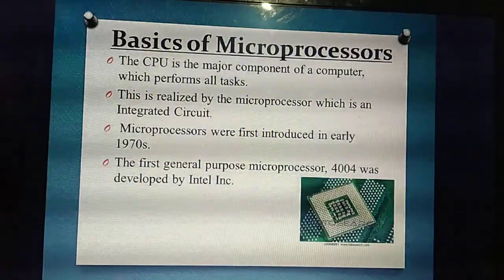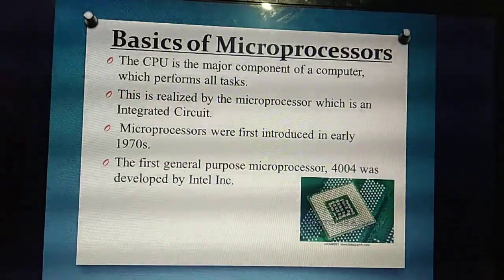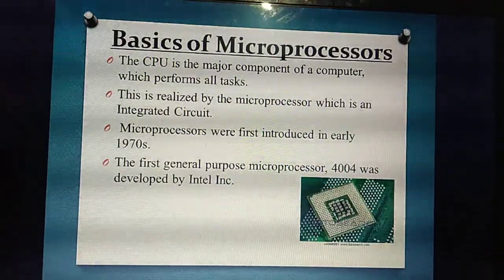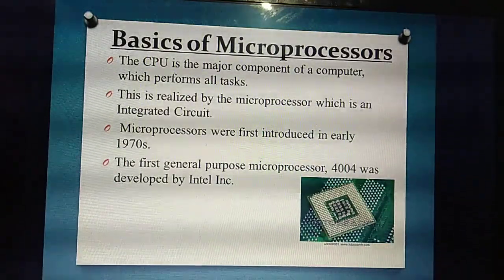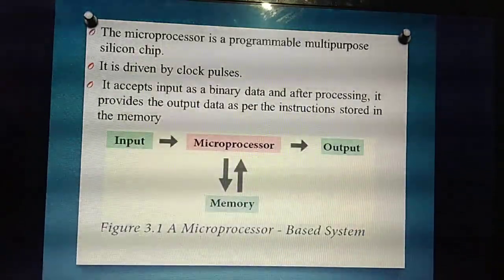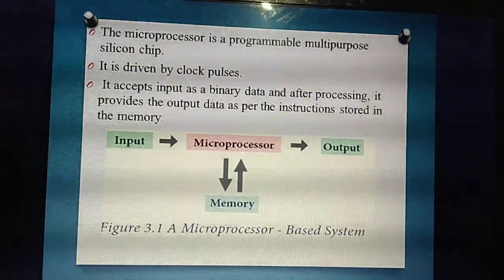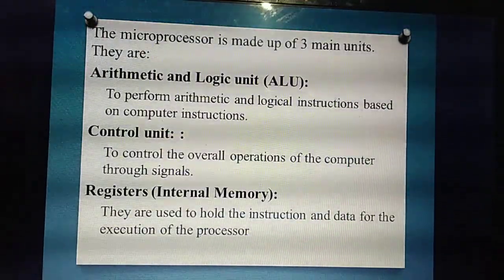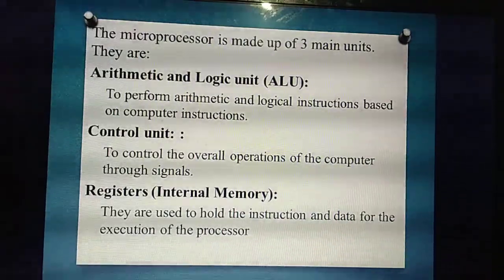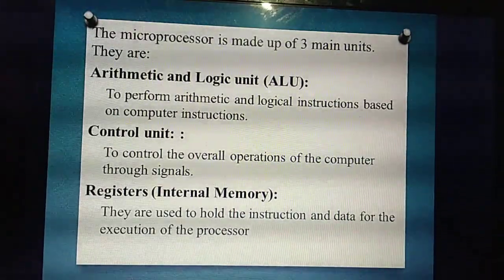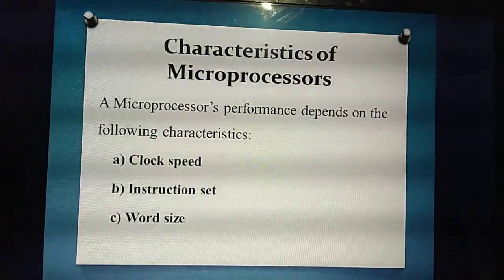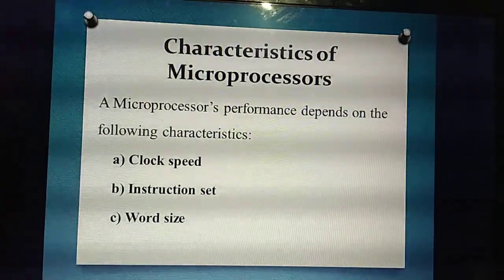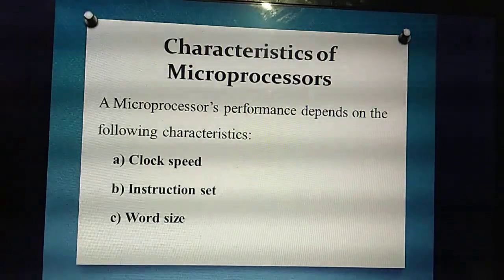Mainly, in the last class I taught about the microprocessor. Which is the major component inside the CPU to perform the task? Microprocessor, isn't it? Yes. Then I have explained this block diagram. Up to this I have completed, isn't it? The microprocessor is made up of three main units. What are the units? Arithmetic logic unit, control unit and registers. Today we are going to study the characteristics of the microprocessor.